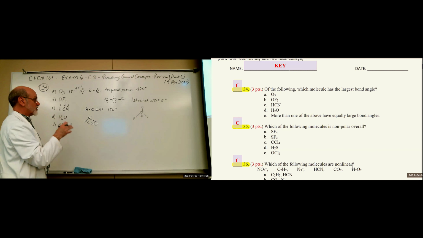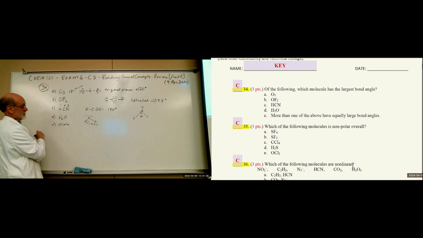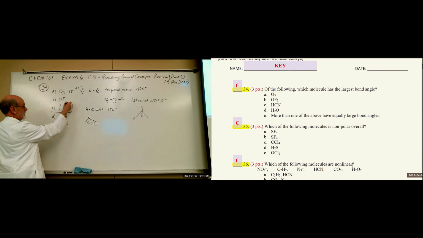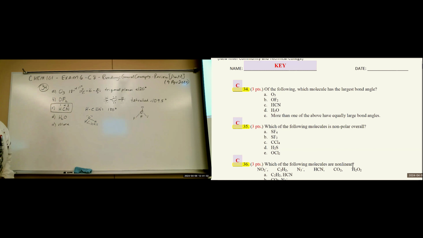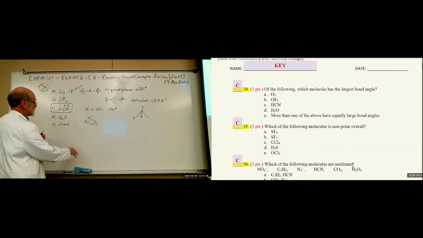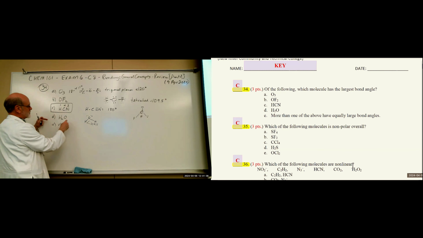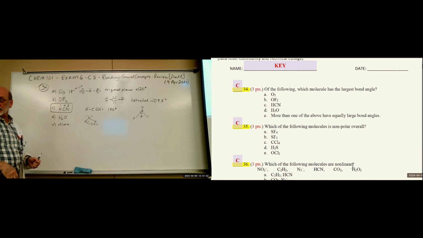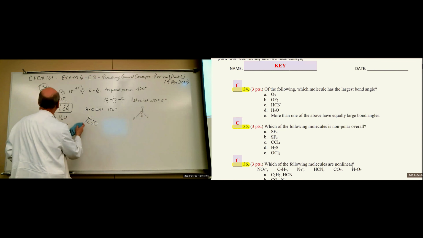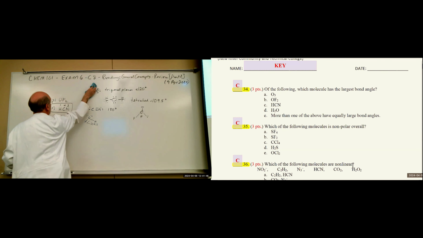Except that the largest bond angle is obvious. That one right there, 180 degrees. If this one were missing, then we might pick E for these 2 being roughly the same. Okay, 34.